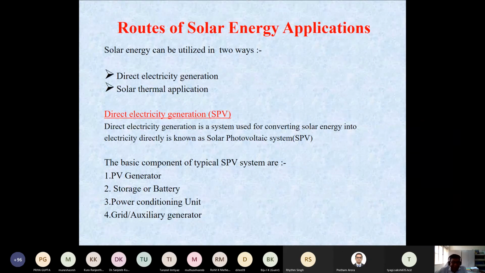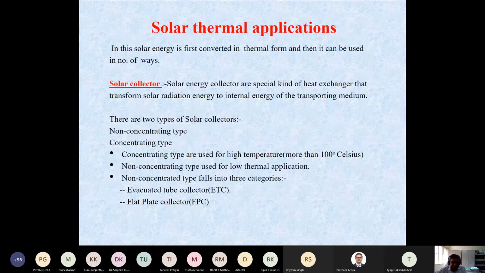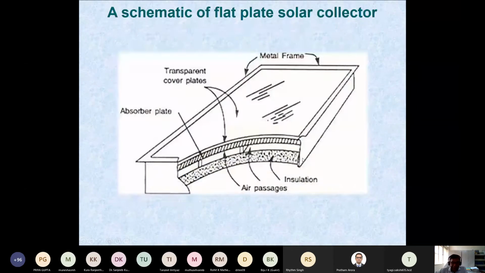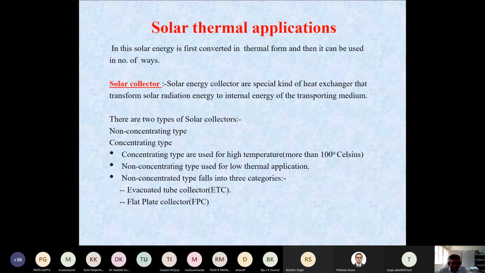So here, the routes of solar energy application: direct electricity, that's okay. Then next, solar collector. I don't know how much I should clear this. Anyway, we'll see that. Five minutes here or there, no problem.